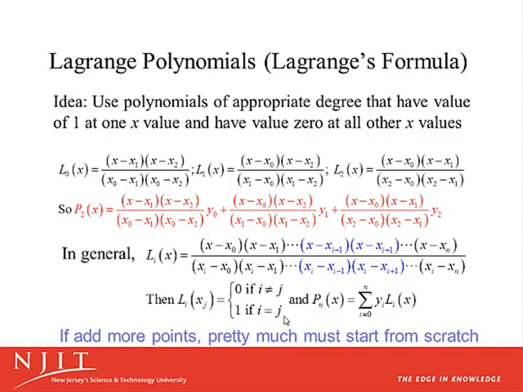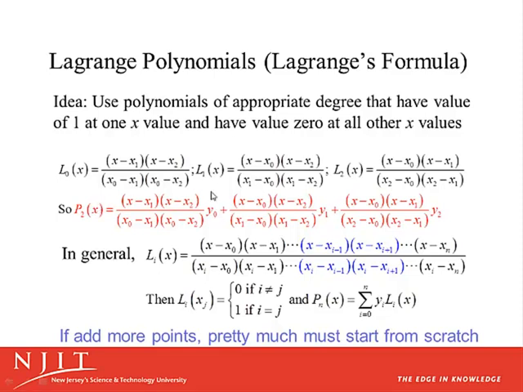And the idea is that we can construct polynomials of an appropriate degree. So if we had 3 points, we would have quadratics. If we had 4 points, we would have cubics. And these polynomials will have the special property that one of them will equal 1 at one of the particular x values and equal 0 at all the others. And then we will make a polynomial that's equal to 1 at another one of the x values, whereas at all the other x values, that polynomial will be equal to 0. And we do that for each of the points.